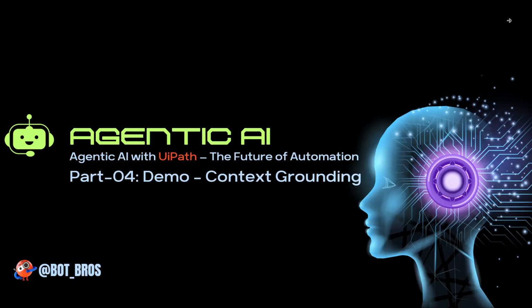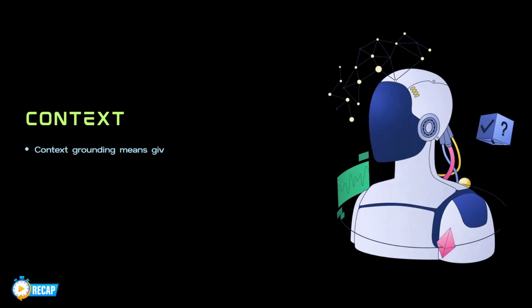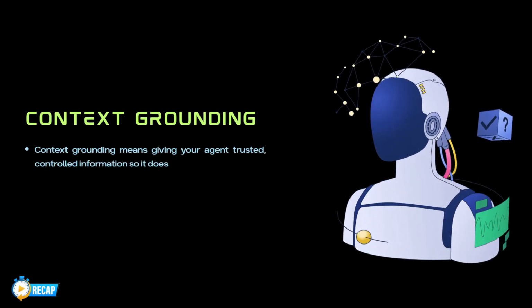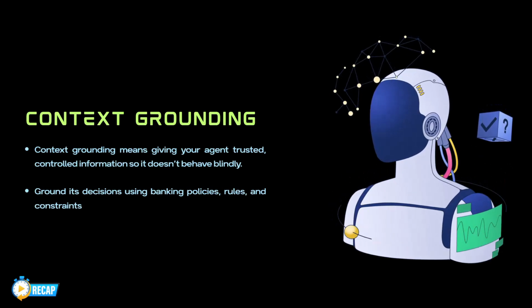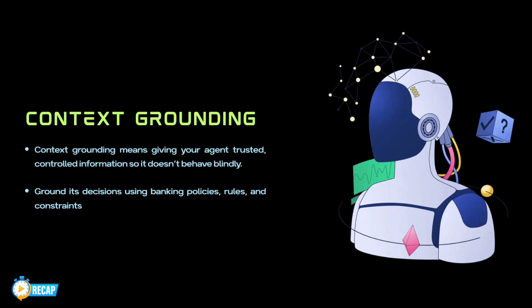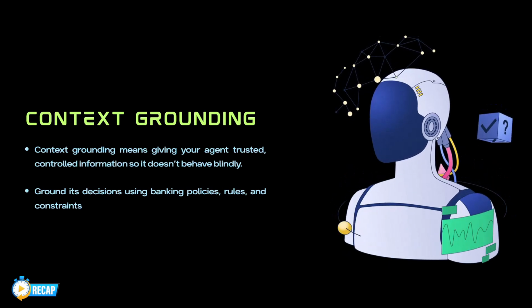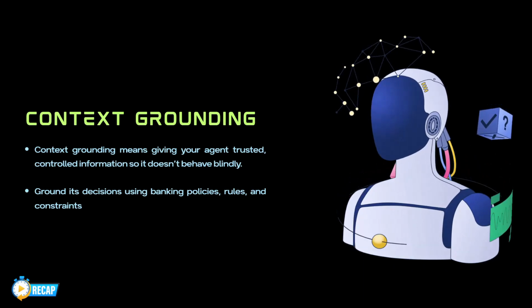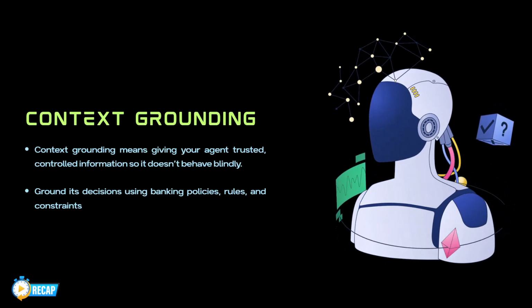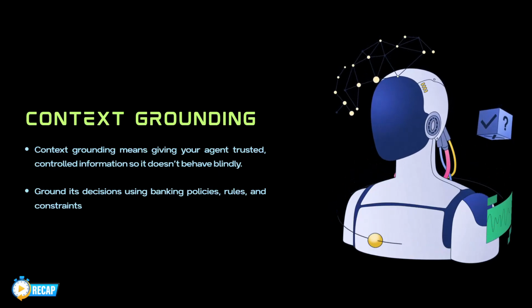So let's get started. What is context grounding? Context grounding means giving your agent trusted, controlled information so it does not behave blindly. Instead of letting the agent decide everything based on the internet, we ground its decision using the banking policy, rules, and constraints.